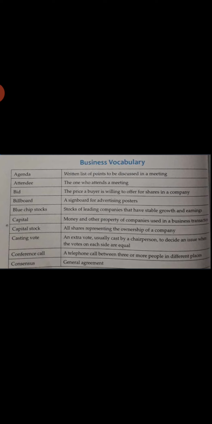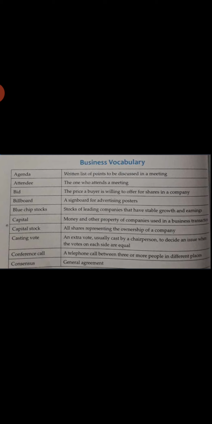Then the next one is conference call. A telephone call between three or more people in different places. Nowadays, we do conference calls between our friends or relatives. That is called a conference call. Then consensus. Consensus means the general agreement. The general agreement between the members is called consensus.